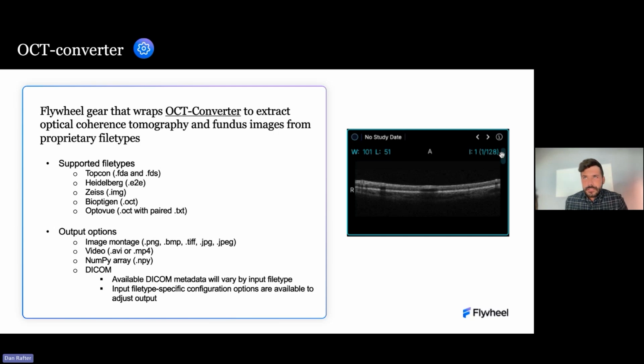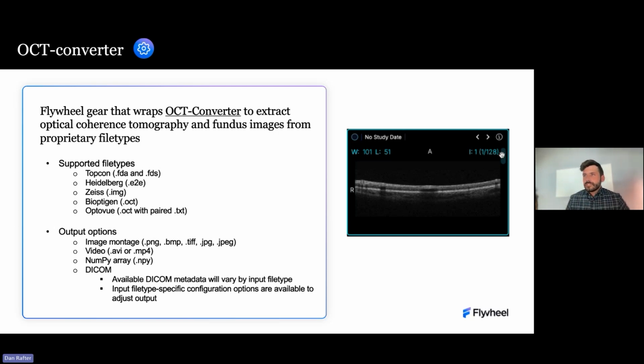So looking at an example of that curation step. We have a gear, what we call containerized algorithms, that is out of the box, available to all of our customers. That helps extract these OCT and fundus images from the proprietary file formats. So it's TopCon, Heidelberg, Zeiss, taking these formats and harmonizing them together.